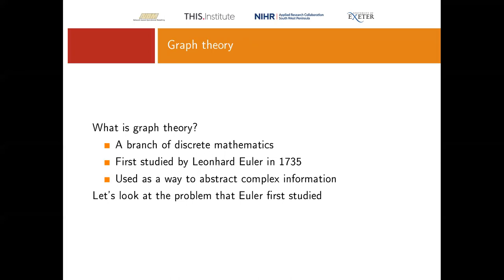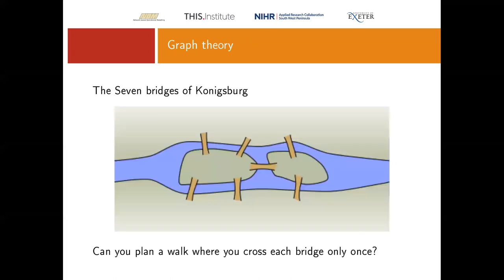It was Leonard Euler in 1735 who first proposed what would become graph theory. He was using this as a way to abstract complex information. This is all about being able to mathematically represent and solve complex situations. And there's one very famous problem in particular that Euler used as the first worked example of graph theory. And this is the Seven Bridges of Königsberg.